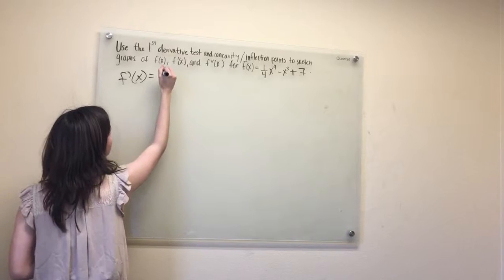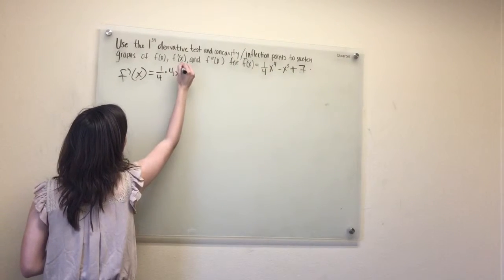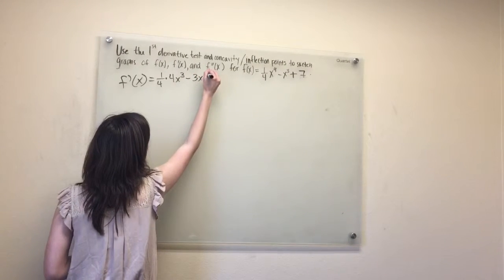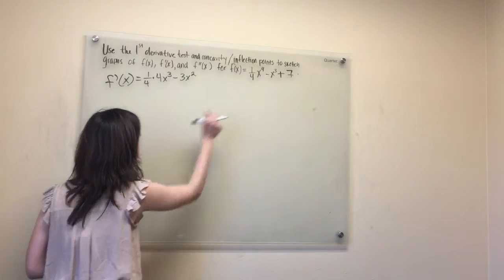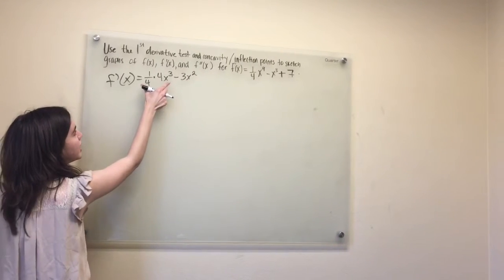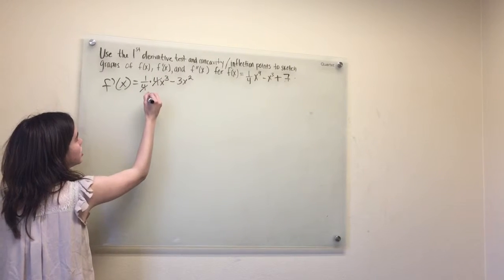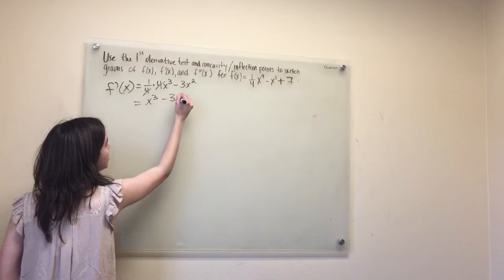For the first term, you use the power rule. For the second term, you use the power rule as well. And for the third term, the derivative is 0 because it is a constant. So from here, you can simplify by canceling the 4's, and you will get x^3 - 3x^2.